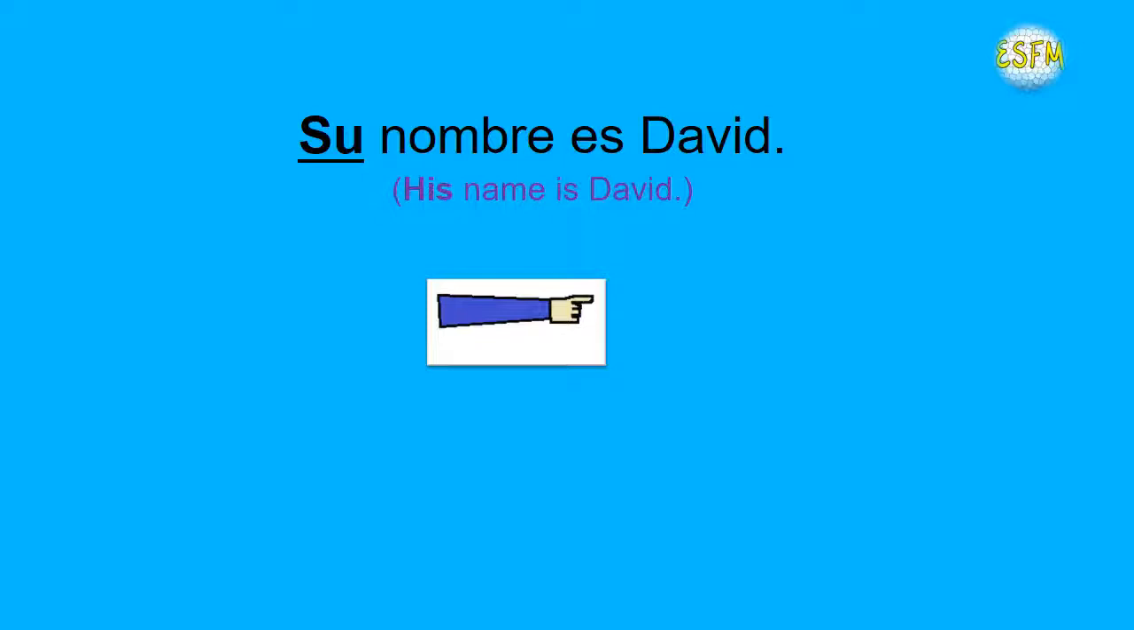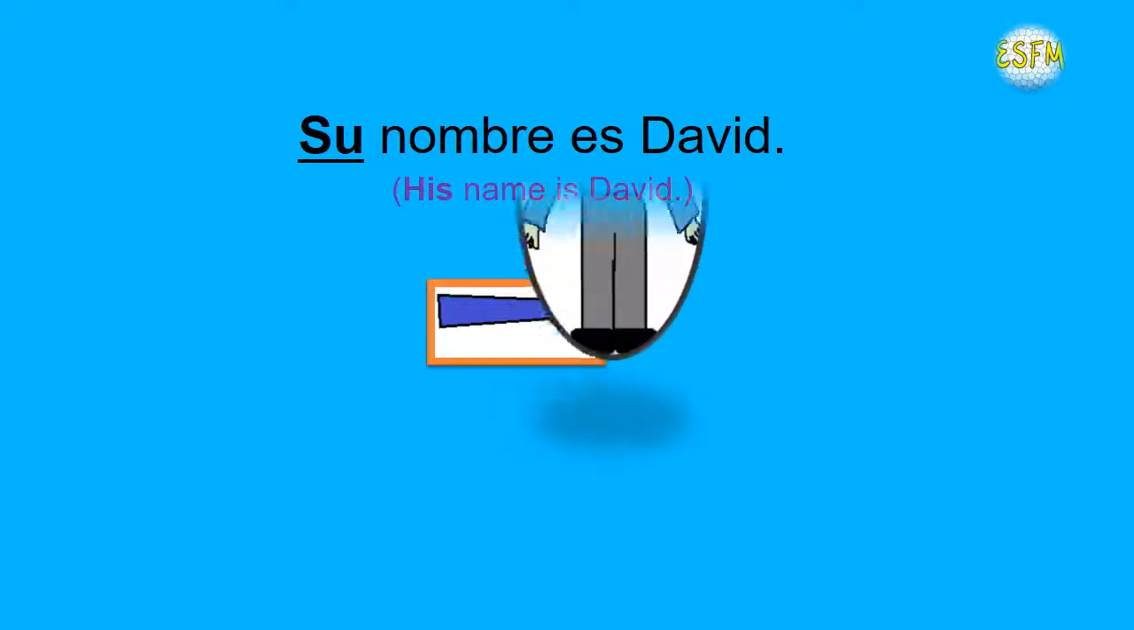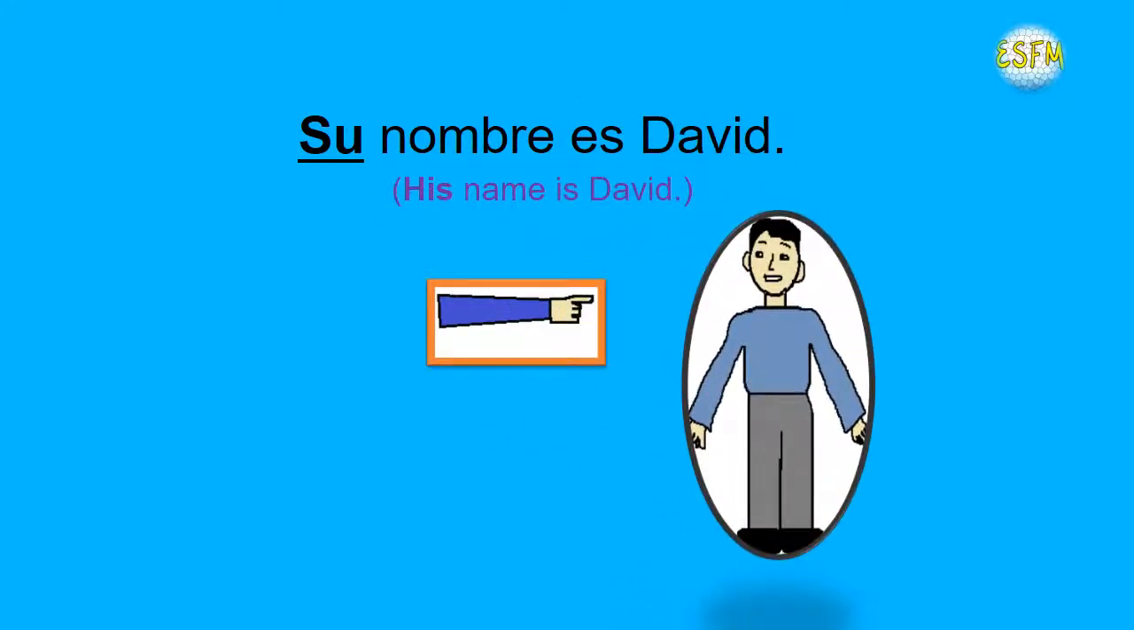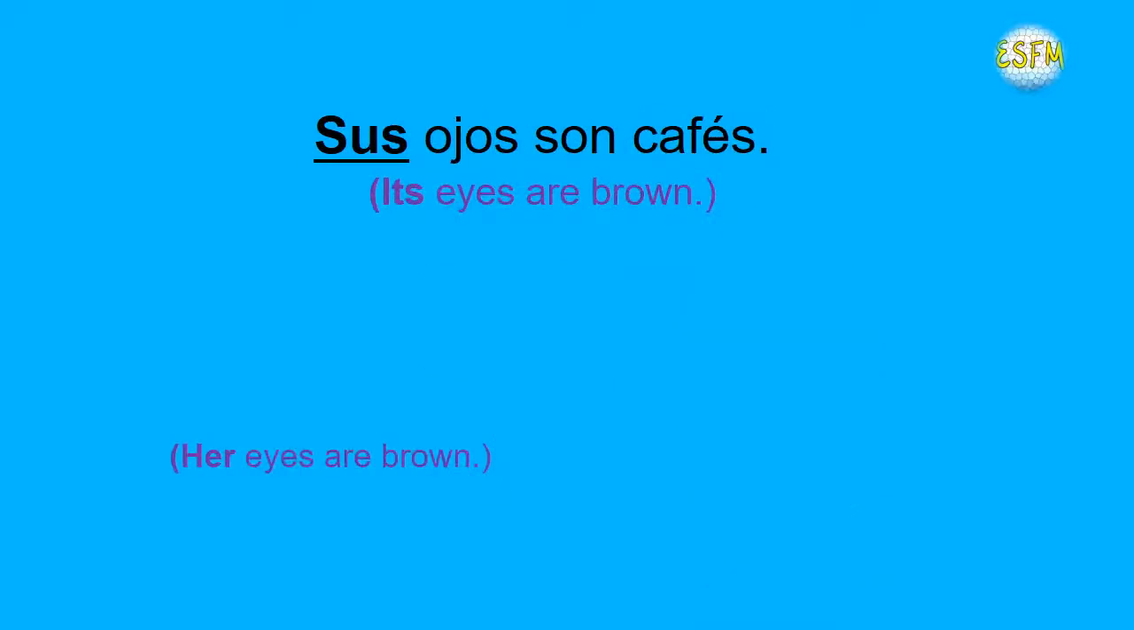Su nombre es David. Or, David es su nombre. His name is David. When I'm talking about him. Sus ojos son cafés. In this case, I'm talking about my pet. Its eyes are brown.